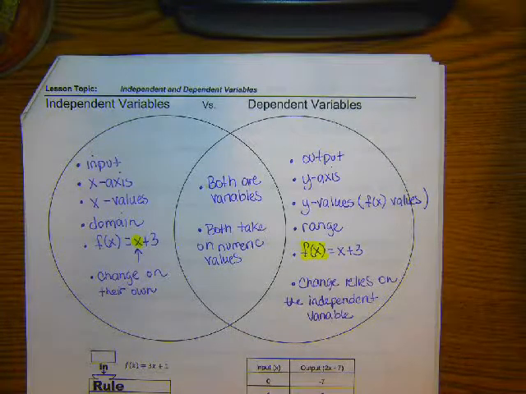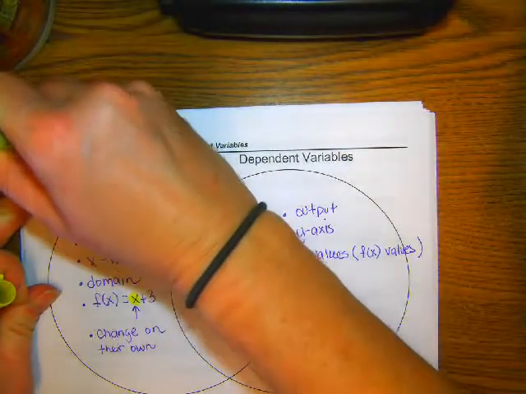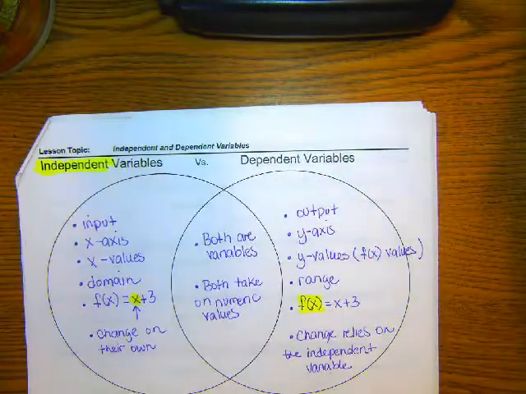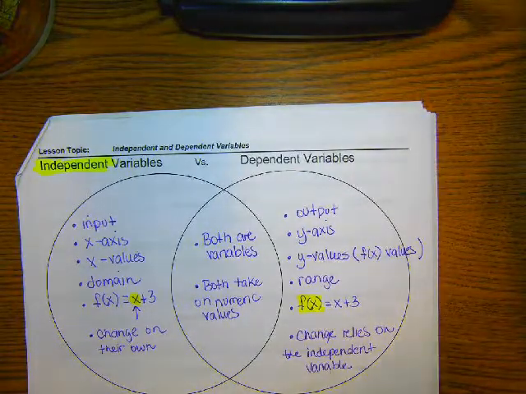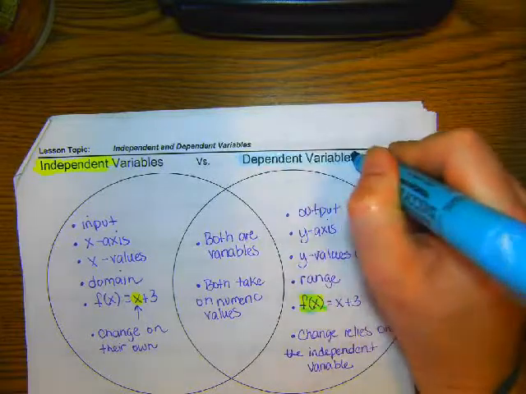Okay, so let's go through, and I'm going to use some highlighters, and I encourage you to do so as well. Let's go through some different ways that you might see independent and dependent variables, and I'm going to highlight things that are independent in yellow. I know I used that already. And then, maybe to be consistent, dependent I'll do with blue.